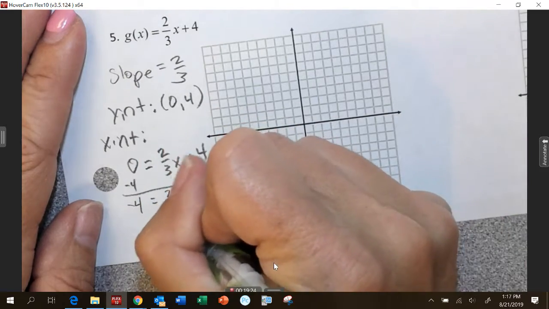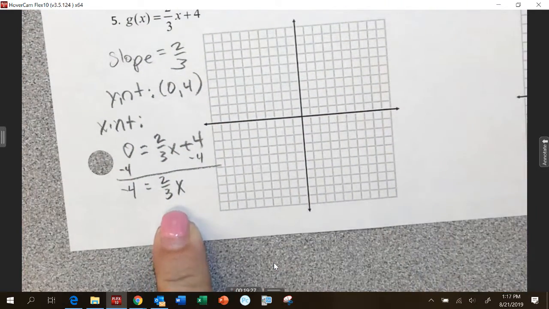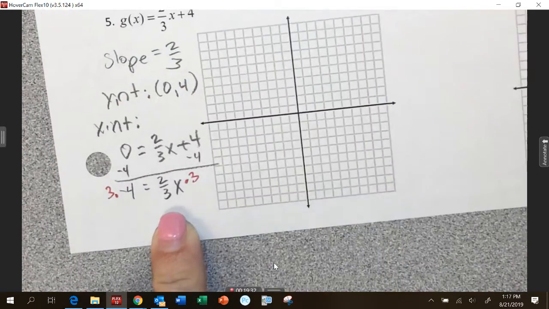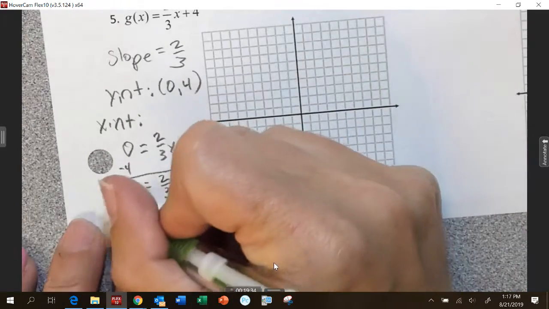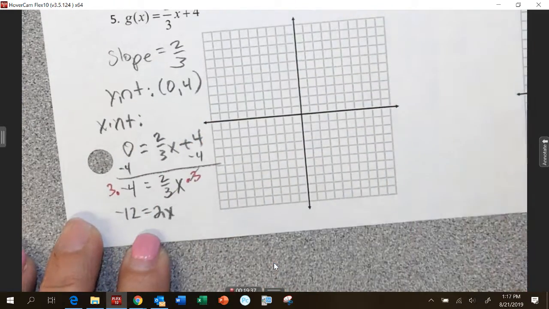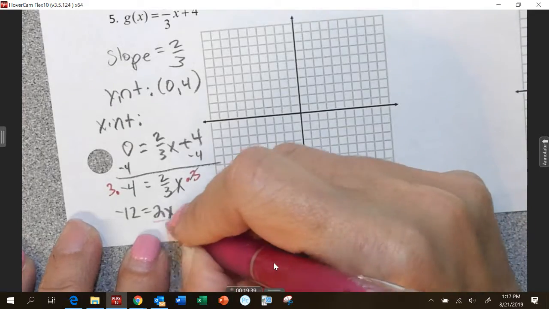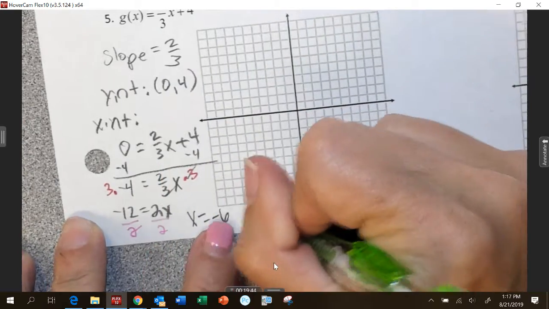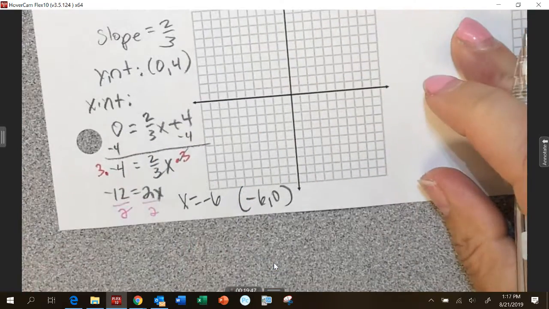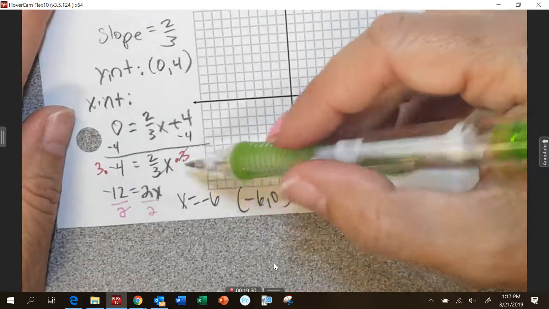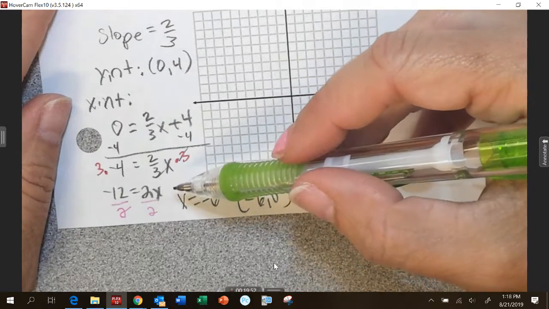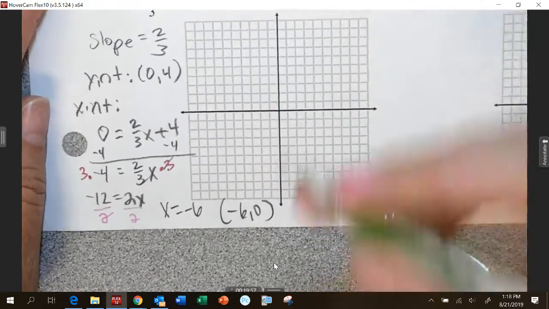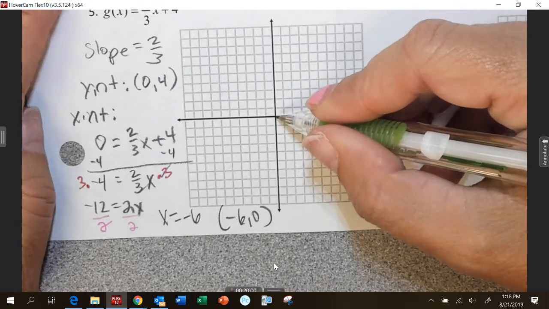-4 equals 2/3 x. And then here, if you want to cancel out dividing by 3, you have to multiply by 3. That cancels out dividing by 3. So I have -12 equals 2x. If you want to cancel out multiplying by 2, you divide by 2. X equals -6. And we write it as an ordered pair, -6, 0. Some of you are doing these last 2 steps in 1 step, which is totally fine. I'm just baby stepping it. I'm doing it really slow at the beginning of the year.